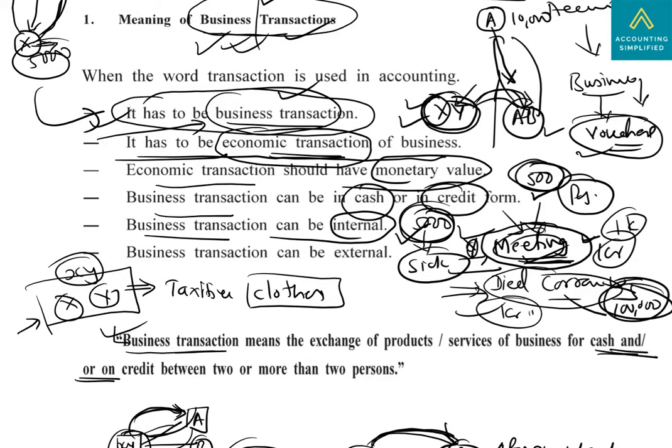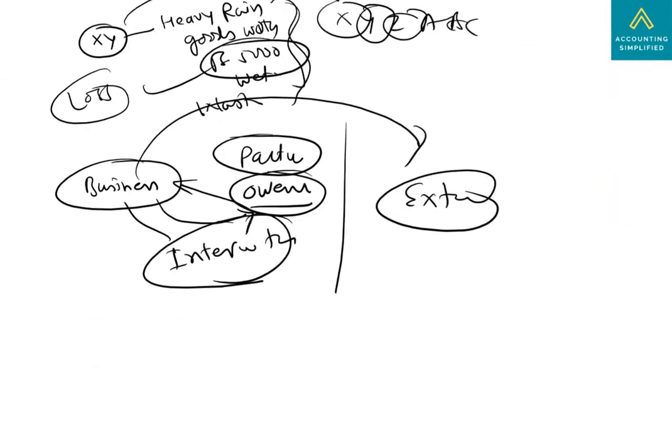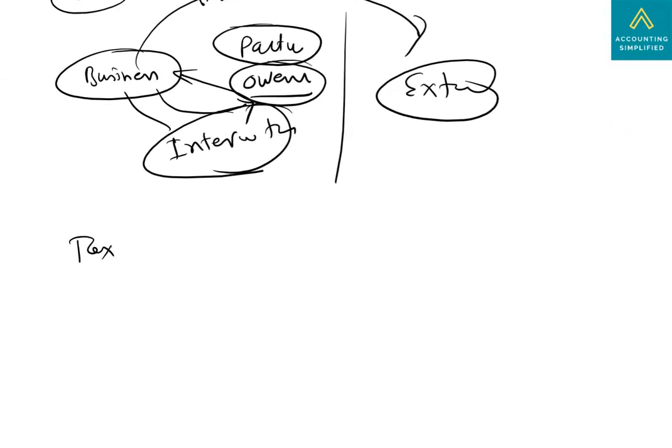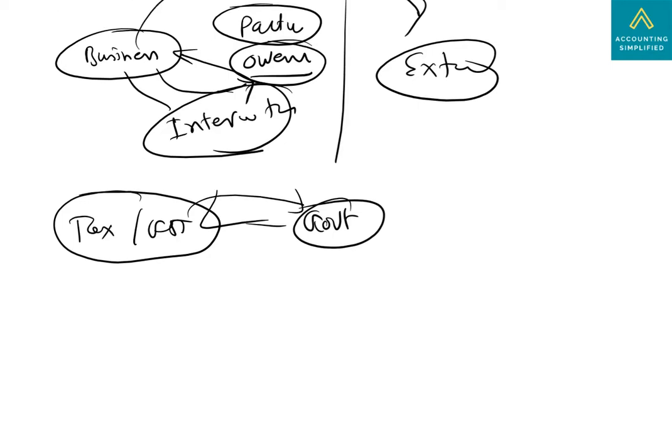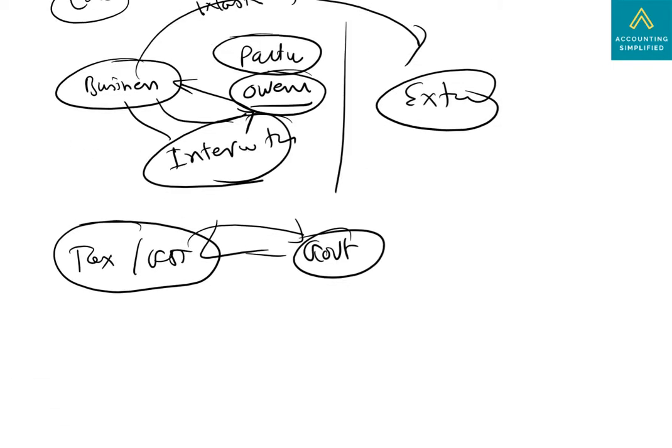The last one: a business transaction can be external. External means anything except between the business and the owner. So between the business and any other party, it is considered external, right? For example, we have paid tax or GST to the government. This is our company and the government. This is an external transaction. I hope that you learn these transactions. Okay, sir, we learn these transactions.